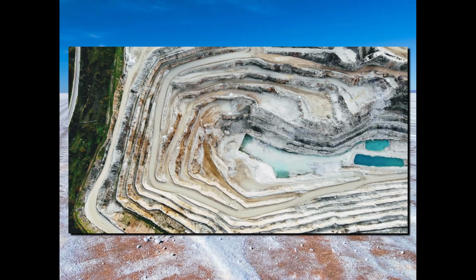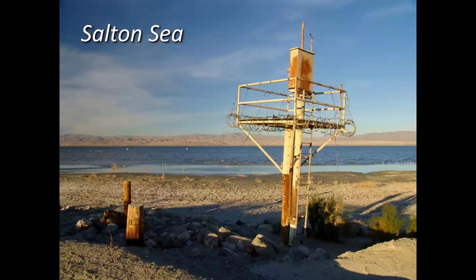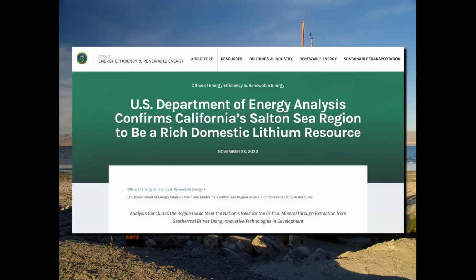Once again, it is a valuable commodity, particularly as the electric vehicle industry takes off, but that doesn't mean it doesn't have its own consequences. Here in Southern California, we've already mentioned the Salton Sea, and here it is again because it has been proposed as a potential source of lithium, so that we are higher on that list of nations producing lithium.